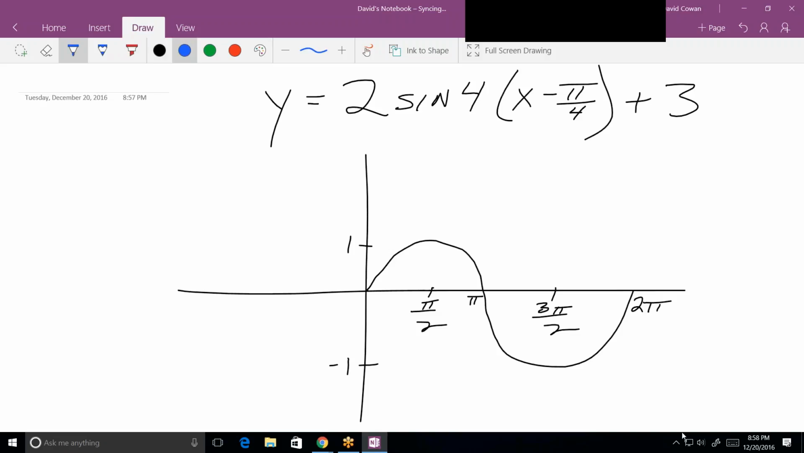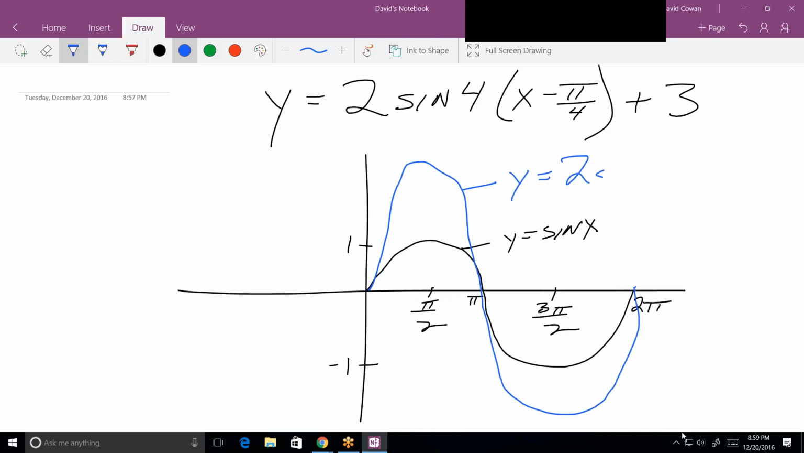If I had y equals 2 sine x, in other words, what I've graphed is y equals sine x, and I'm going to take this curve and transform it by all of these transformations. I'm going to do it one at a time so you can see each one. That blue is y equals 2 sine x. I just have taken my sine x curve and vertically stretched it by a factor of 2.